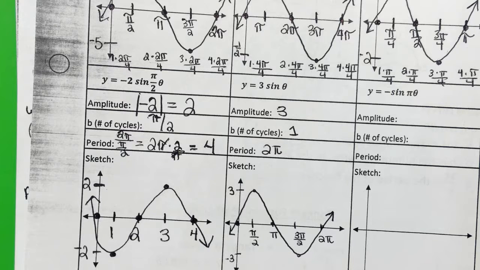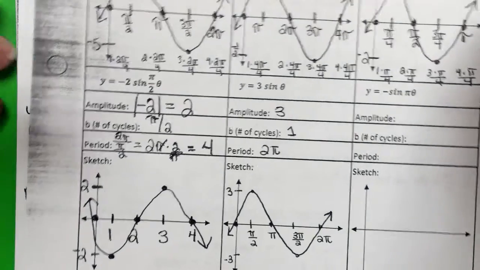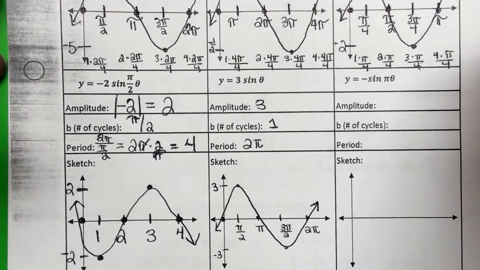All right, Frankie put up the first one for us. Her amplitude was 3. Her number of cycles is 1. Her period was 2 pi, because it's 2 pi over 1, which is 2 pi. And she did an awesome job on her graph. Very good job.